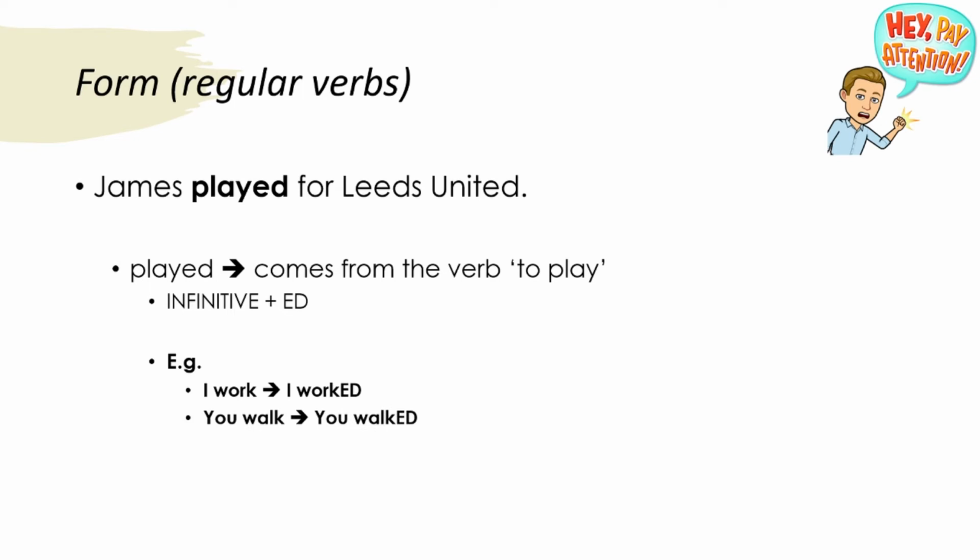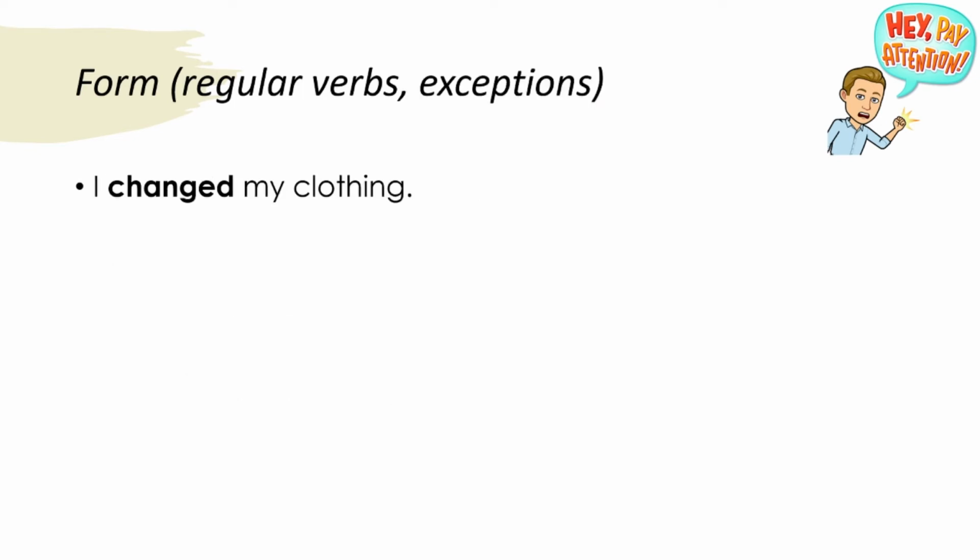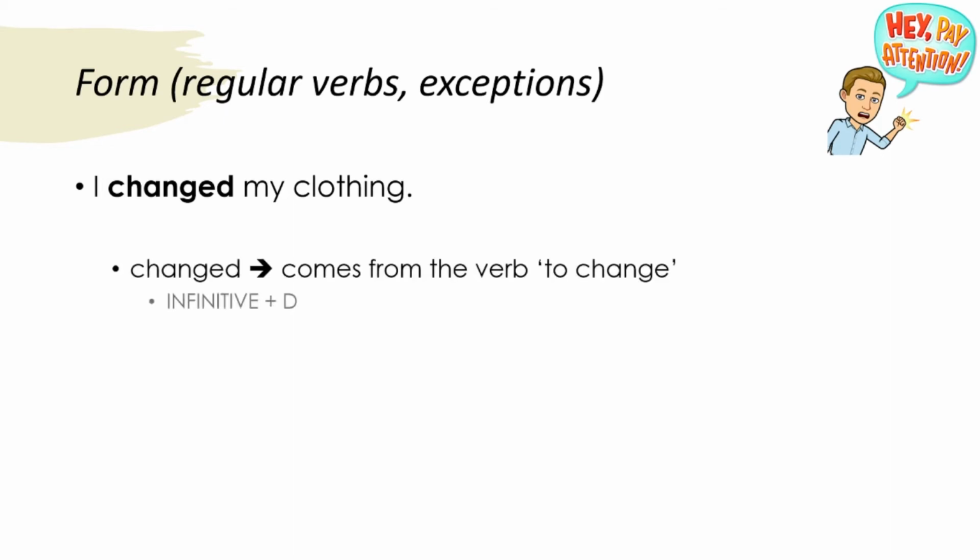There are some exceptions to the main rule. The first are verbs ending in an e. Like in the example, I changed my clothing. The infinitive of the verb is to change. It already ends on an e, so we just add a d. For example, I decided and you lived.